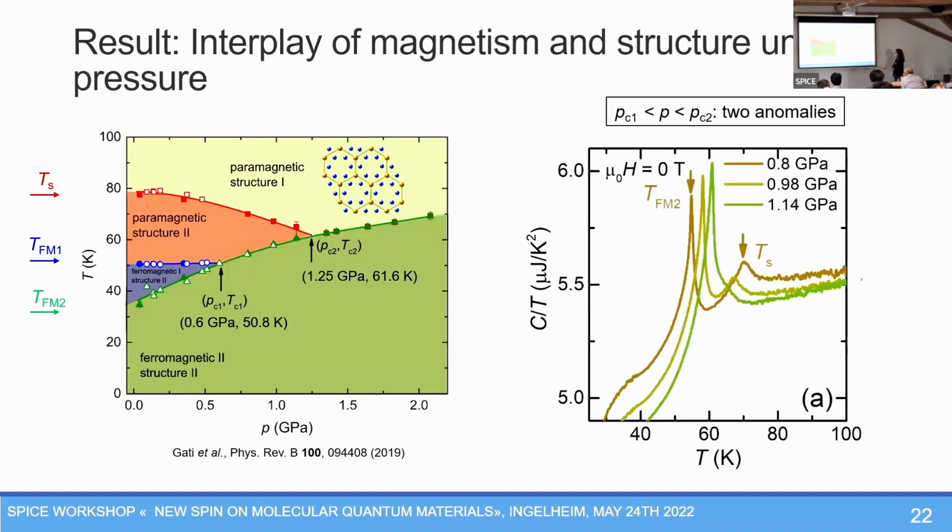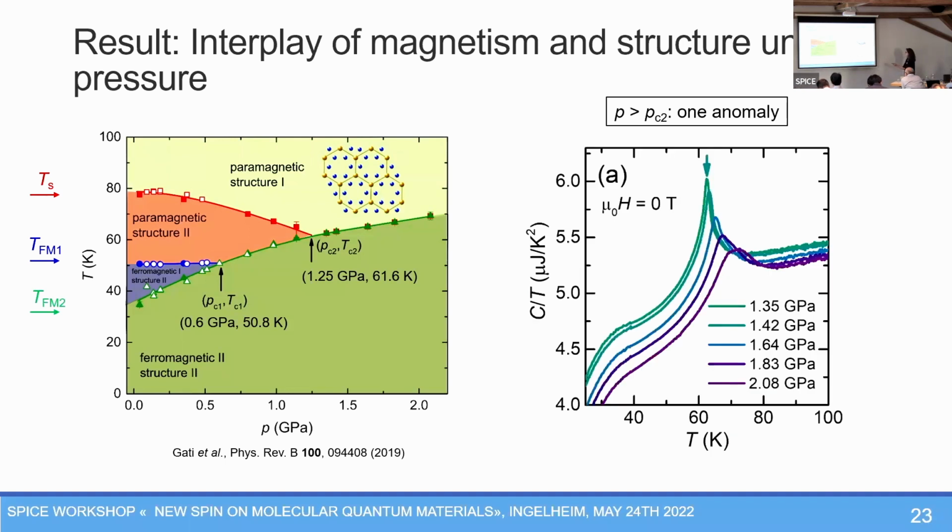Then if we cross to a slightly higher pressure, we all of a sudden see only one anomaly corresponding to a magnetic transition, which again shifts much higher, as you can see here in the phase diagram, while the structural transition continues to go down. And last but not least, if you go to even higher pressures, in this case above 1.25 GPa, we only see one transition left.